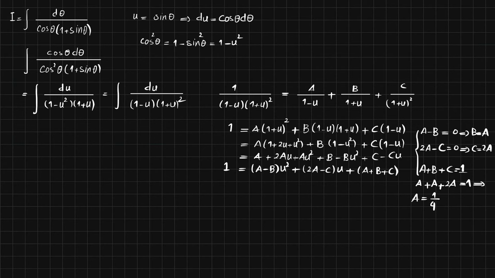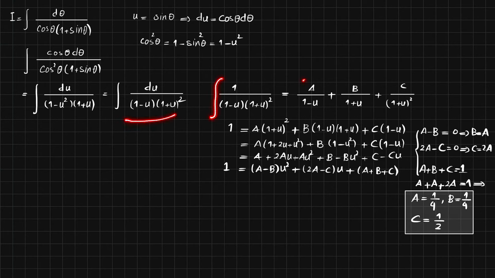If a is 1 over 4, b is equal to a, so b is also equal to 1 over 4, but c is double, so this becomes 1 over 2. So these are the numbers that I was looking for. Okay, so now the integral I that I am looking for is this integral, but then this becomes this integral plus this one and plus that one, and a, b, and c are these numbers.